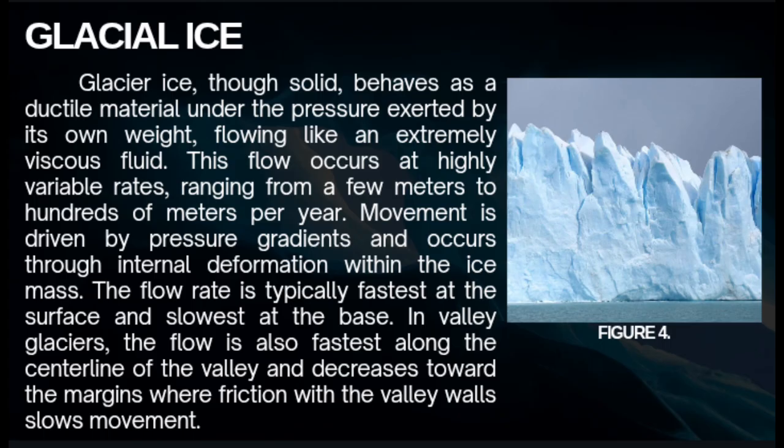The flow rate is typically fastest at the surface and slowest at the base. In valley glaciers, the flow is also fastest along the center line of the valley and decreases towards the margins, where friction with the valley walls slows movement. In addition, the flow is critical for glacial erosion, transportation, and deposition, shaping the landscape over time. And in summary, glaciers flow like slow honey, shaping the landscape as they move.